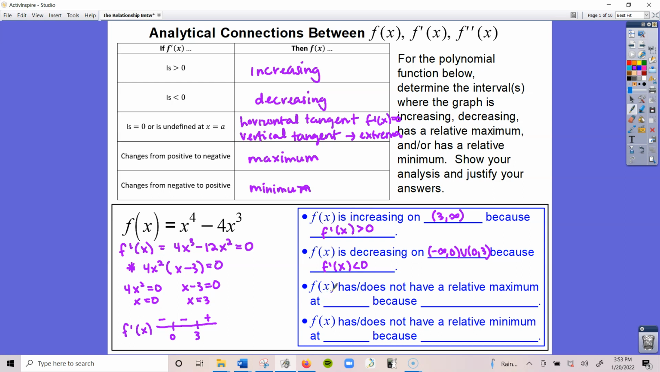Now let's look at whether we have any maximums. A maximum occurs when your derivative changes from positive to negative, which you can see here it goes from negative to negative and then negative to positive. So we would say here that f of x does not have a relative maximum because f prime of x does not change from positive to negative.